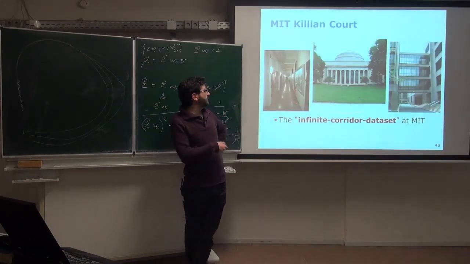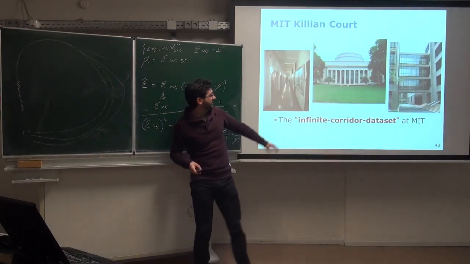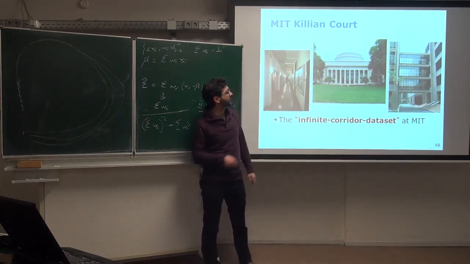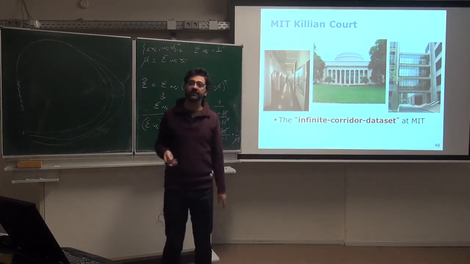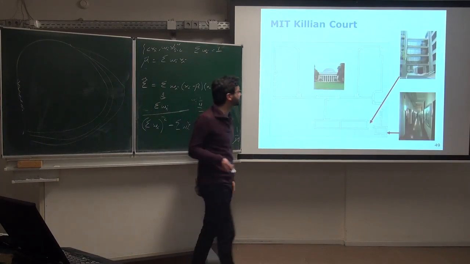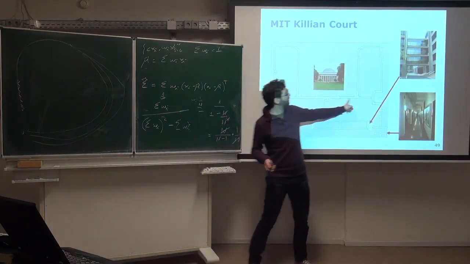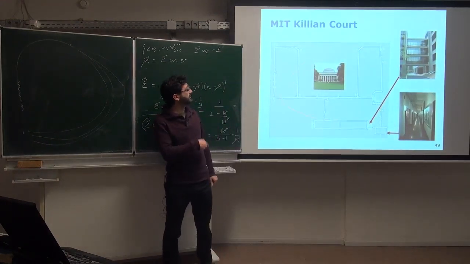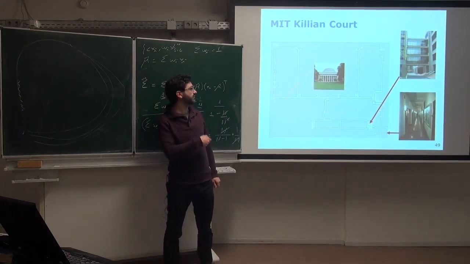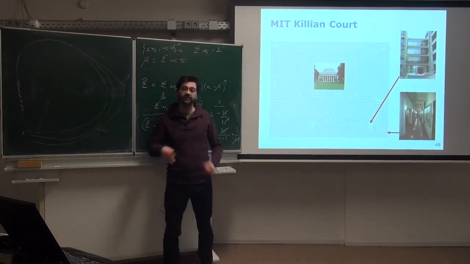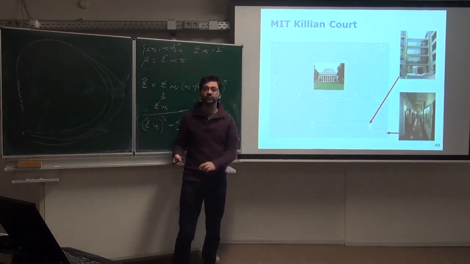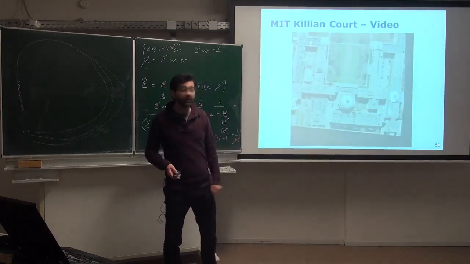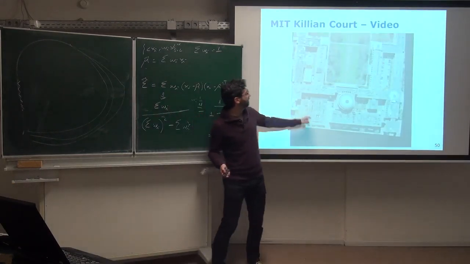There is also another data set which is called the Infinite Corridor at MIT. There is a corridor which is very, very long and is connecting several different buildings at MIT in Boston. This is the very long corridor that you can see there. Some colleagues at MIT collected the data here, and then we used this algorithm to compute the map from the data. This is how you can see it from an aerial view.